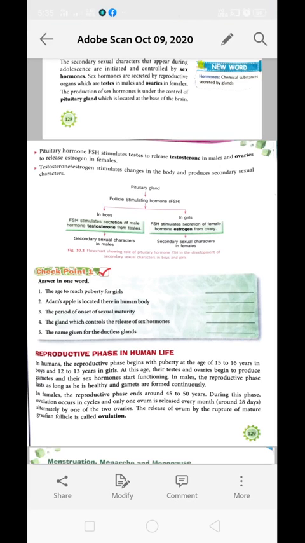Only when the pituitary gland releases FSH can the gonads release their own hormones. Clear? Next is the name given to the ductless gland. The ductless gland is known as the endocrine gland.